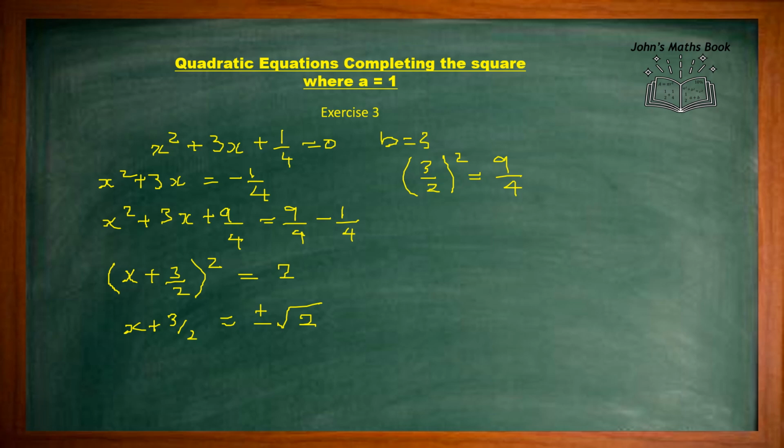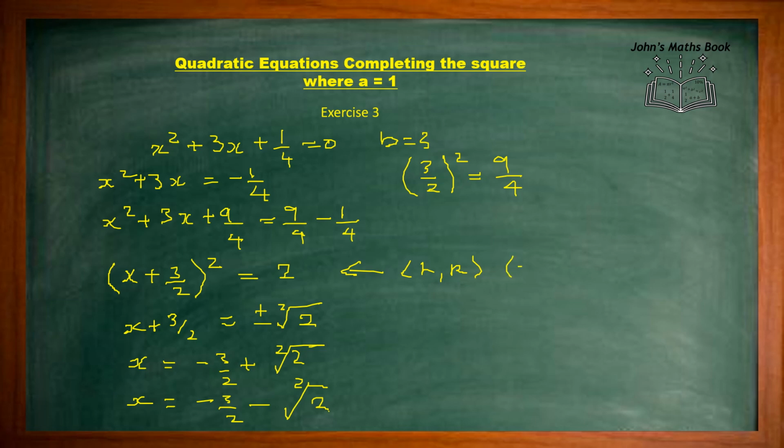So now we have the two roots of the equation. So we have x is equal to minus 3/2 plus the square root of 2, and x is equal to minus 3 divided by 2 minus square root of 2. Also note that in this step here we can find the coordinates of the vertex. So the coordinates of the vertex are h and k. So in our case h and k would be minus 3/2 and minus 2.